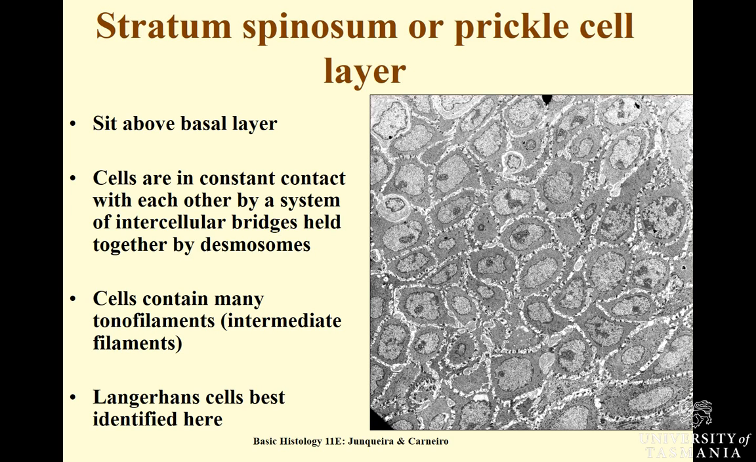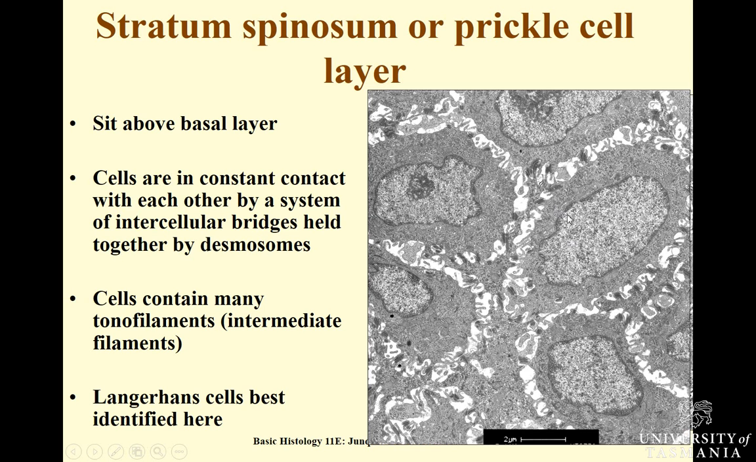So we're going to have a look at some electron micrographs now that I took. This is a low magnified view of the stratum spinosum under electron microscopy. Now each of these little electron dense dots, or these little black dots, represents a desmosome. Okay, so you can see why we've got all these intercellular bridges held together by these desmosomes.